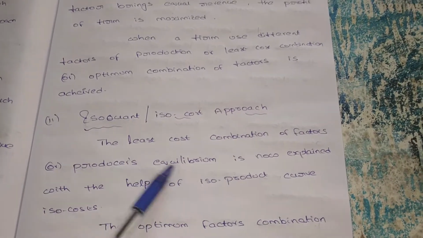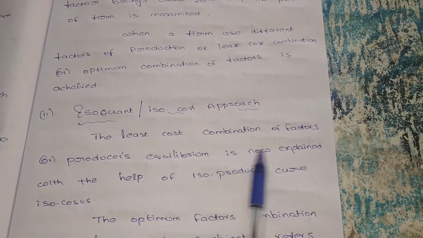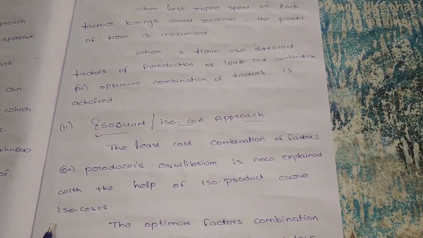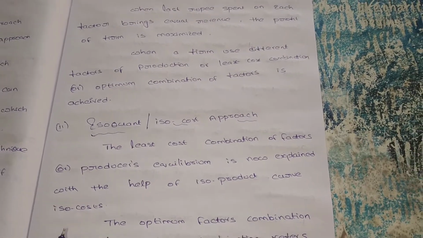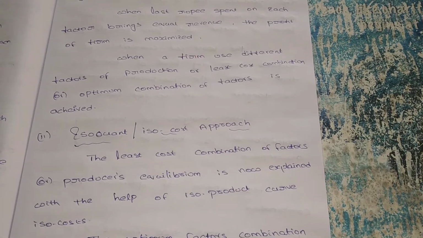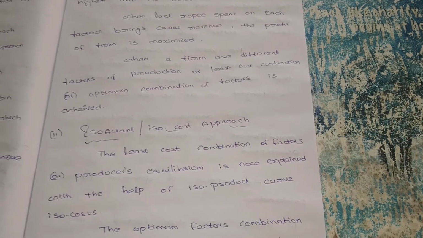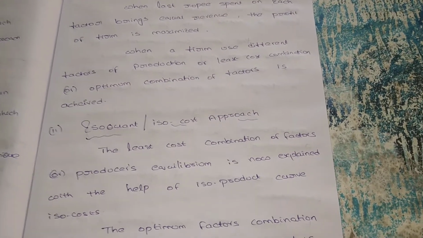Let's see here. The isoquant or isocost curve approach. The least cost combination of factors. In which do we get the least cost of factors of production? It may be land and labor, or labor and capital, or capital and entrepreneur. Whatever inputs, of these two inputs we are considering, the one where we get the least cost of production is the best input and output combination.